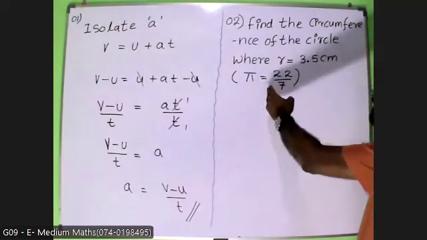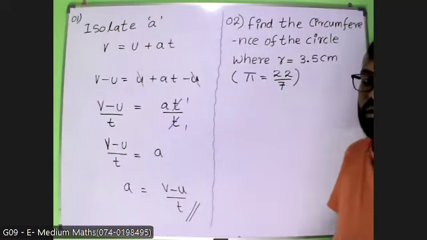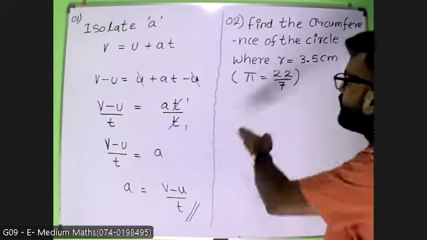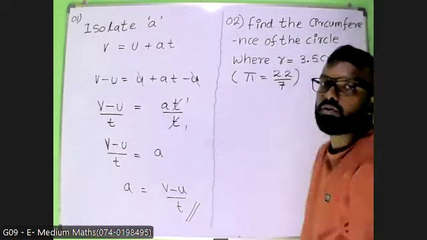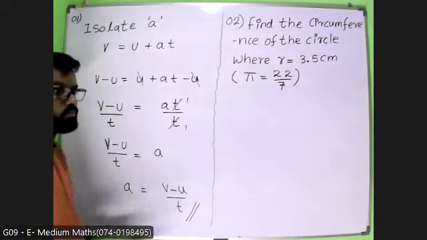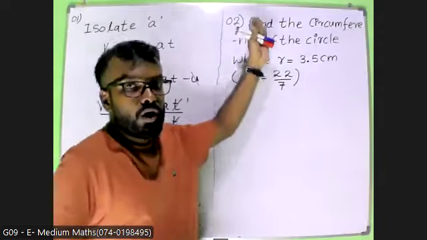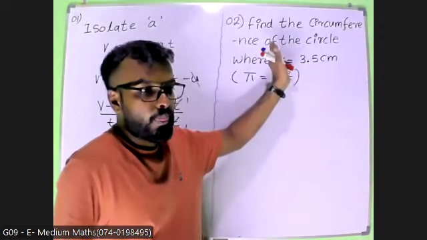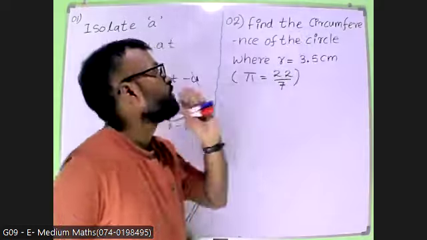You should remember π equals 22 upon 7, 22 divided by 7, right? You should remember that. Okay. Hope you have finished writing this.